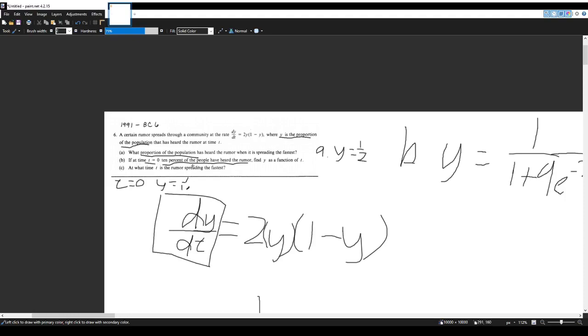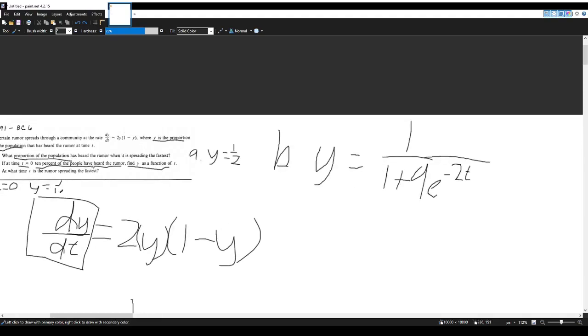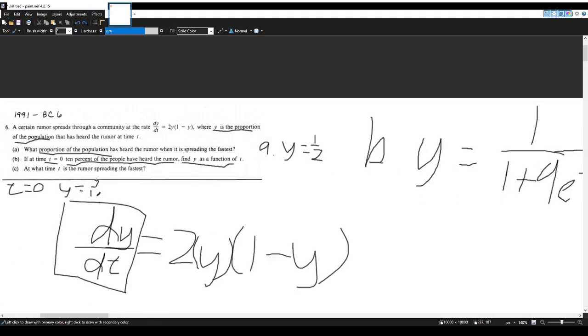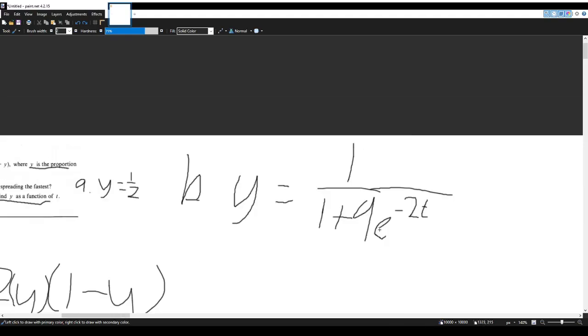All right, let's just double check that we got the right thing. It wants us to find y as a function of t, and we have y as a function of t. So that's our answer for part B. And then, at what time t is the rumor spreading the fastest? We already know what y is when the rumor is spreading the fastest, that was part A, so don't get that confused. We're looking now for t, but we know that for spreading the fastest, it's going to have to be y equals 1/2.